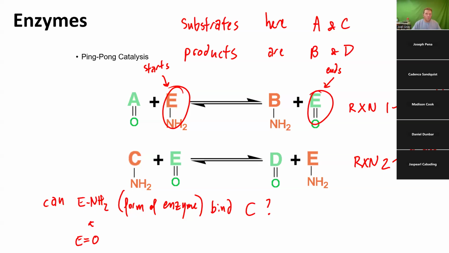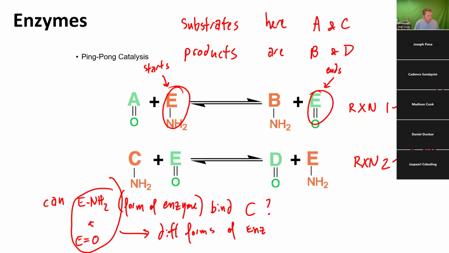So they are different forms of the same enzyme. Say this: different forms of enzyme. So in a ping pong mechanism, your enzyme E changes and basically has different forms. Can both B and C react with B and C?